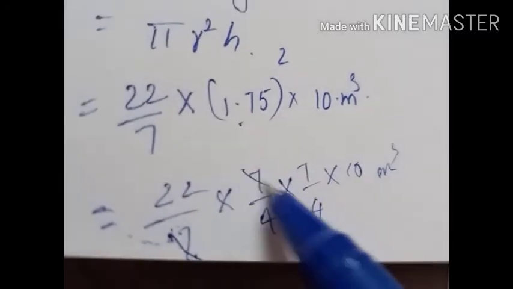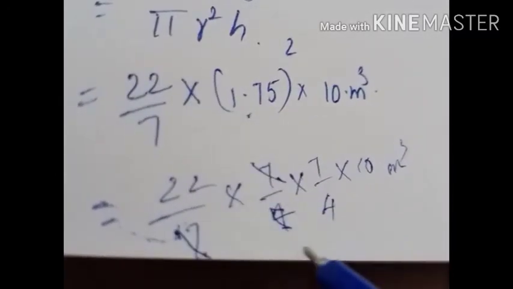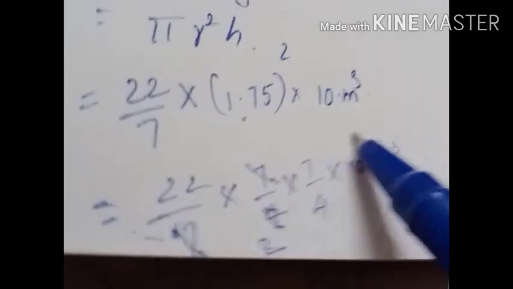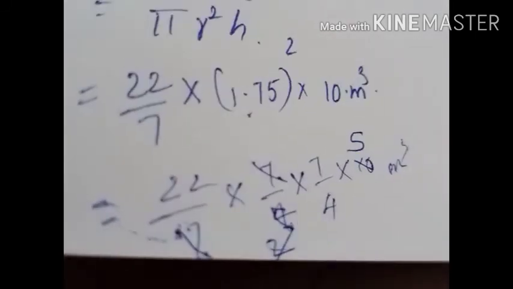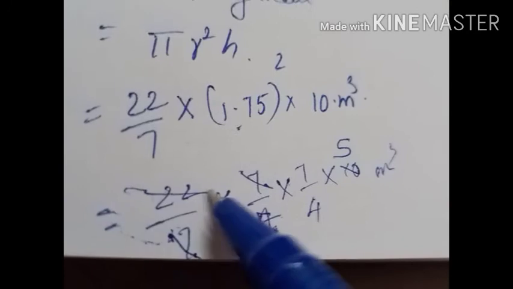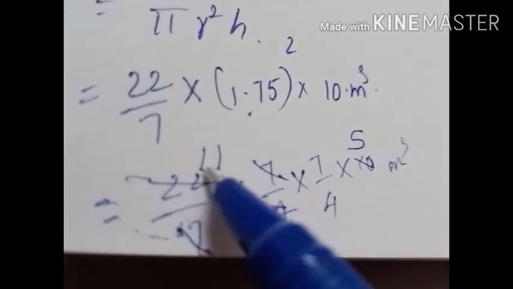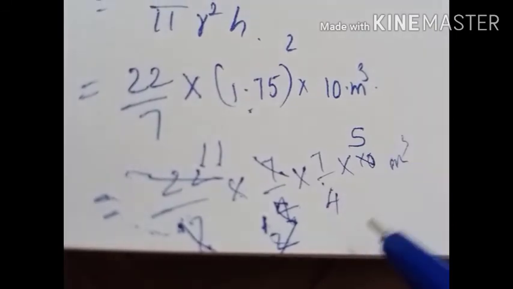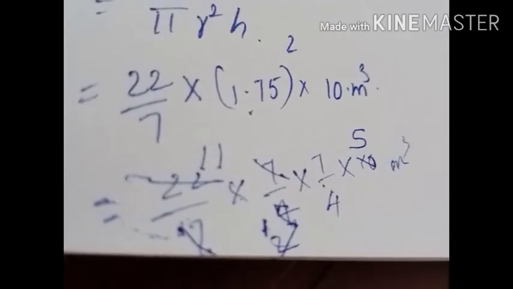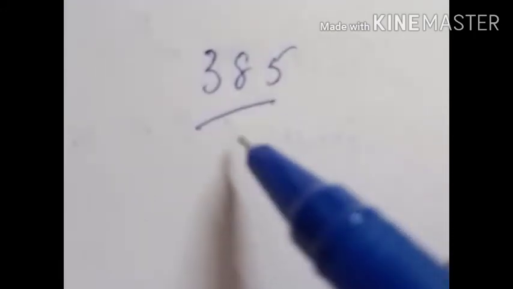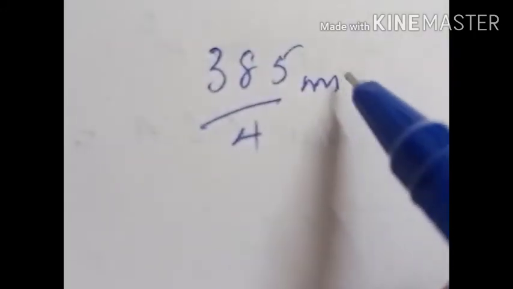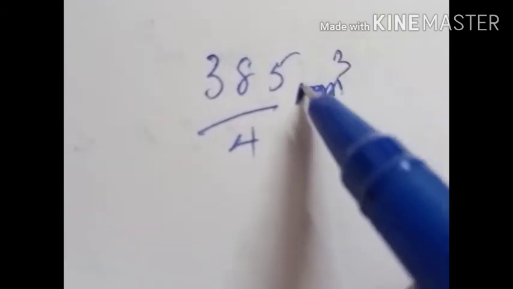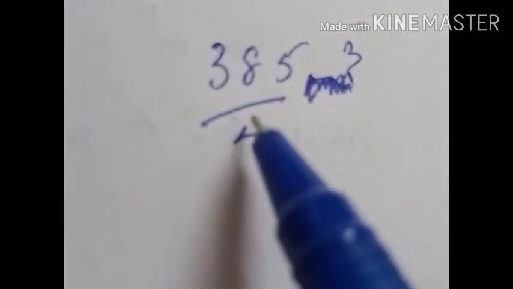Then we can cut this 7 and 7. Then in 4, 2 2s are 4, 5 2s are 10. Then in 2, 1 2 is 2, in 22, 11. Now 11 into 7 into 5 by 4 meter cube. That is 385 by 4 meter cube.